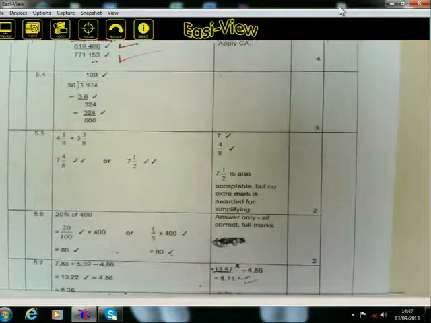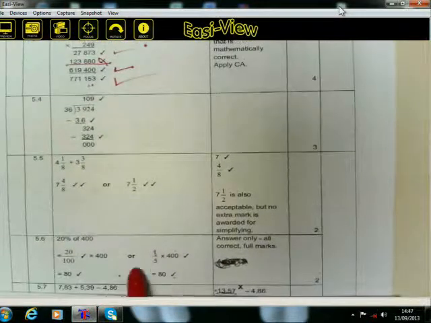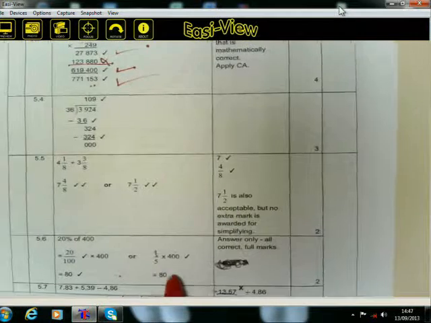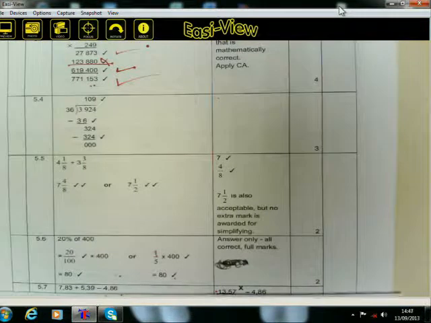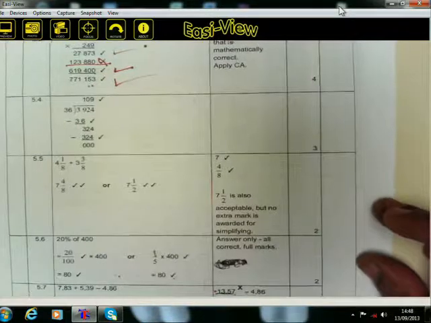So if Elena has written 8, you still credit him full marks. You don't say, where does this answer come from? We assume that maybe he has done his calculations on a separate page. Okay, let's come to this one.